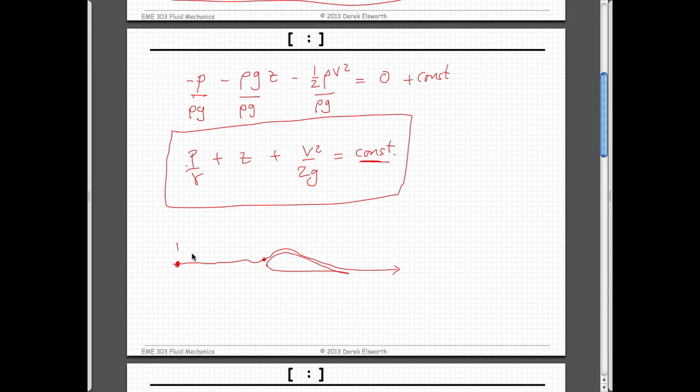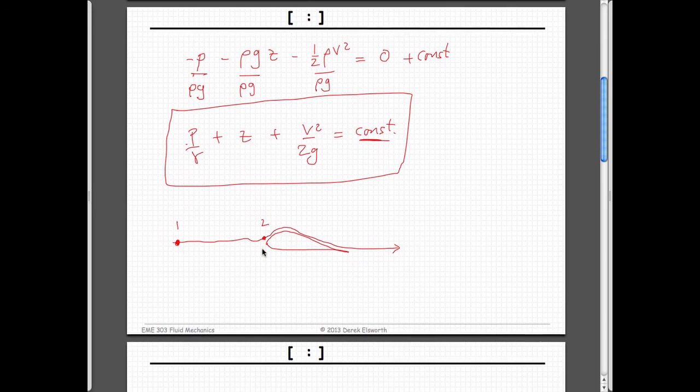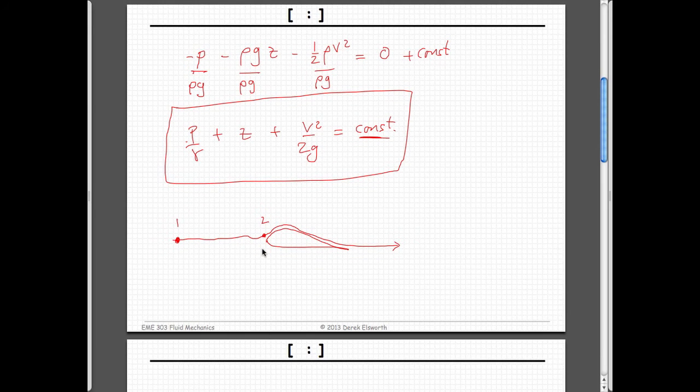If you can write it at location 1 and location 2, it's often useful to use location 1 as the upstream and location 2 as the downstream. It doesn't matter at all when we're dealing with inviscid fluids, but when we're talking about viscous fluids where there are physical losses, then it does matter that you write it in that convention.